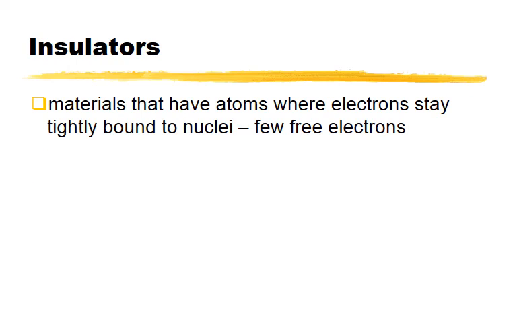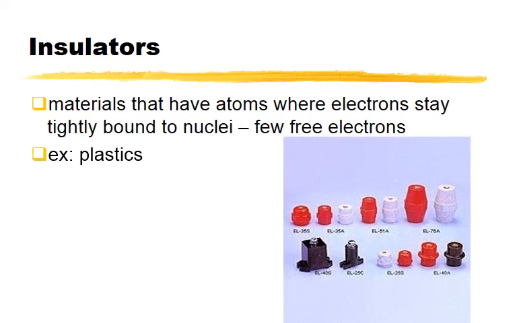Insulators, on the other hand, are where the electrons are bound tightly to the nuclei, and so there are few free electrons to move from atom to atom. Plastics are great insulators, and if you look at really any electrical wire, it's going to be coated with plastic to protect the person touching it.